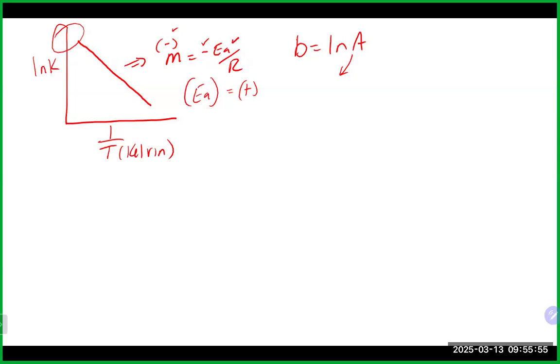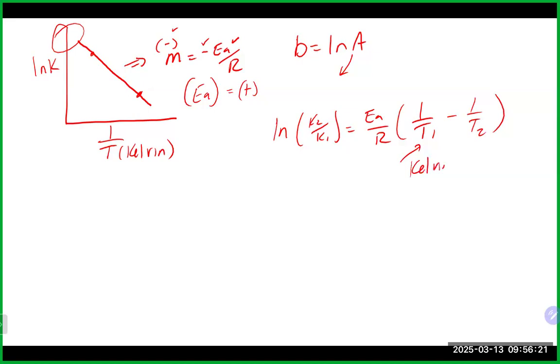There's also a two-point version of this equation where, technically speaking, if you know two points along this line, you can just plug and chug into the equation and solve for what you're looking for. And that is the natural log of k2 over k1 equals Ea over R times (1 over T1 minus 1 over T2). Once again, our temperatures do need to be in Kelvin. Our R, our gas constant, remember that it is the one with energy, so 8.314 joules per Kelvin per mole. These are obviously two rate constants at two different temperatures.